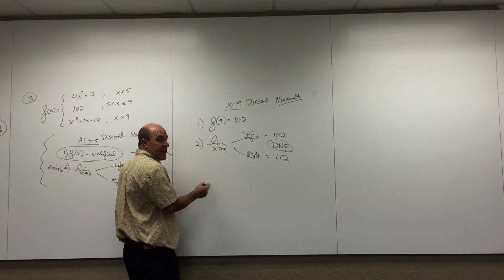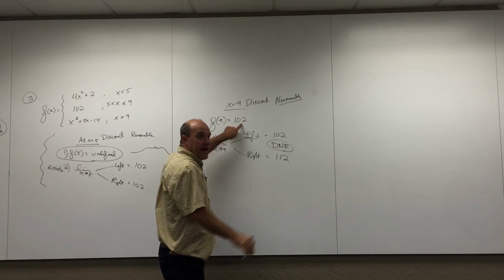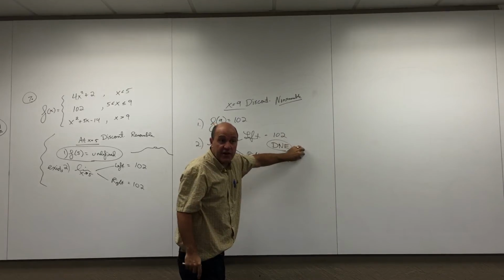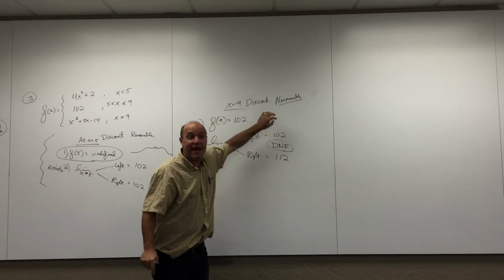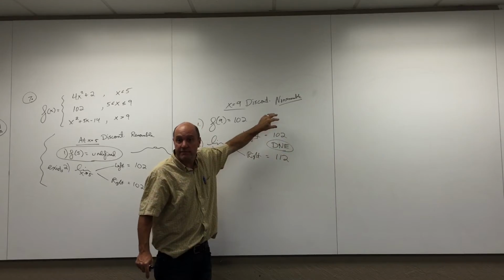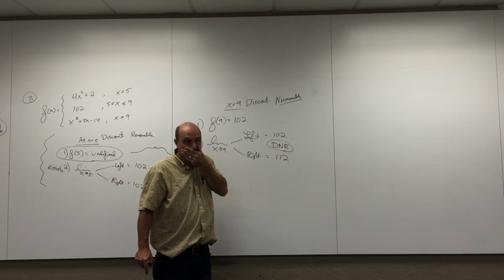What is step 3? Step 3 is, if this has an answer, and we do get an answer here, but see, we didn't get an answer here. But if we did get an answer here, step 3 says this answer better match this answer. To be continuous, the limit has to equal the function value. That's step 3.